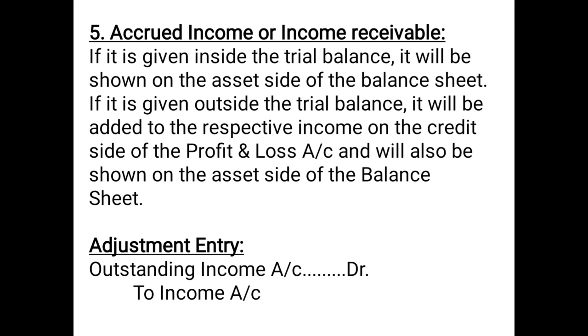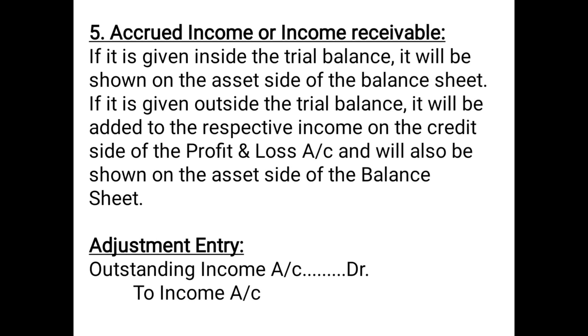Moving ahead, accrued income or income receivable. Basically, these are the income which has fallen due but has not yet been received by the business. That means the business has performed the work already, but it has not received the due amount. So it is an asset for the business, because the business has already performed the job. Now it just has to receive the income. So this accrued income or outstanding income, if it is given inside the trial balance, it will be shown only at one place, that is on the asset side of the balance sheet.